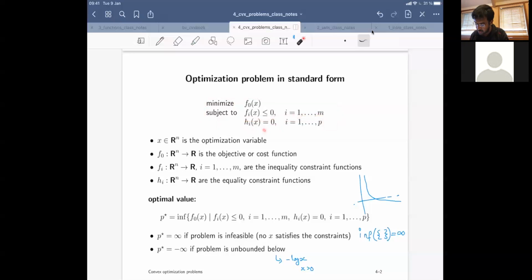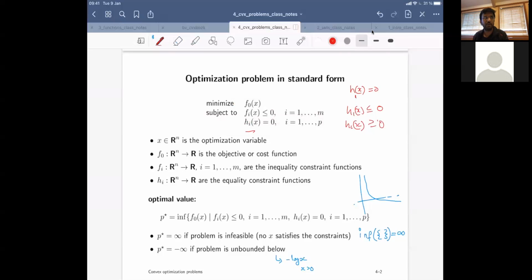Any equality constraint, for example h1(x) equal to 0, I can equivalently write as h1(x) less than or equal to 0 and h1(x) greater than or equal to 0. This means h1(x) is equal to 0. So there is nothing new, we just add that equality constraint here.